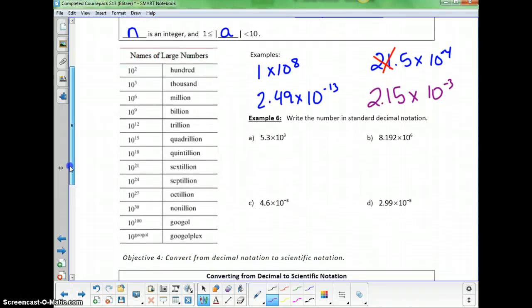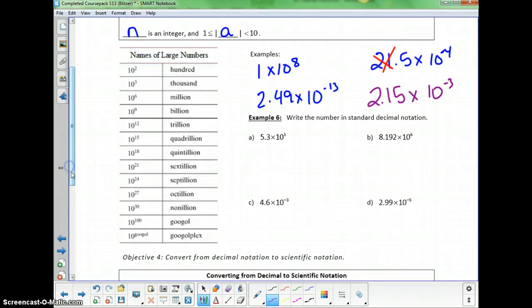So let's go ahead and look at some of these examples here. We've got a reference chart over here for just names of large numbers. If I have 10 to the 8th, what's it really called? Well, that's not on the chart, but 10 to the 9th is a billion. So 10 to the 8th would be 100 million, one power less than a billion. Okay, so if I have 10 to the 27th, it's an octillion. So you can just see the different names here in case you're curious and you see large values.